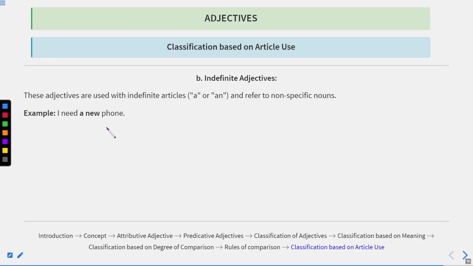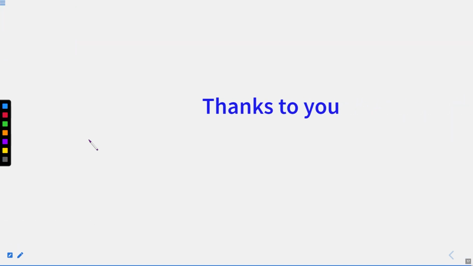Let us move to the next one. Indefinite adjectives. These adjectives are used with indefinite articles a or an and refer to non-specific nouns. I need a new phone. So if we talk about the structure, first we have a noun, before this we have an adjective, and we should have an indefinite article before it, for those nouns which we are not making specific or which we do not know. Okay, so I need a new phone. Here we have used a, the indefinite article, before this new phone, because this new phone can be any. Okay, there is no specification about this phone.